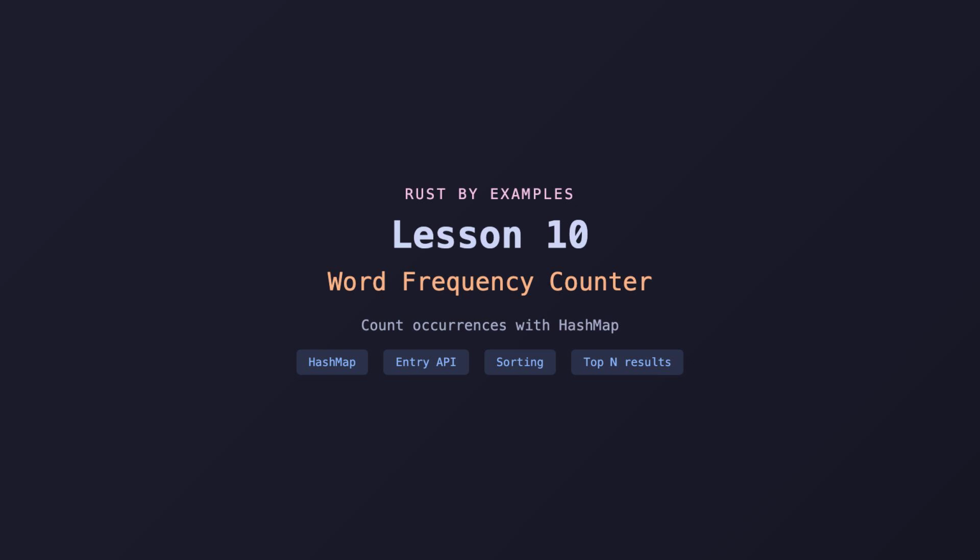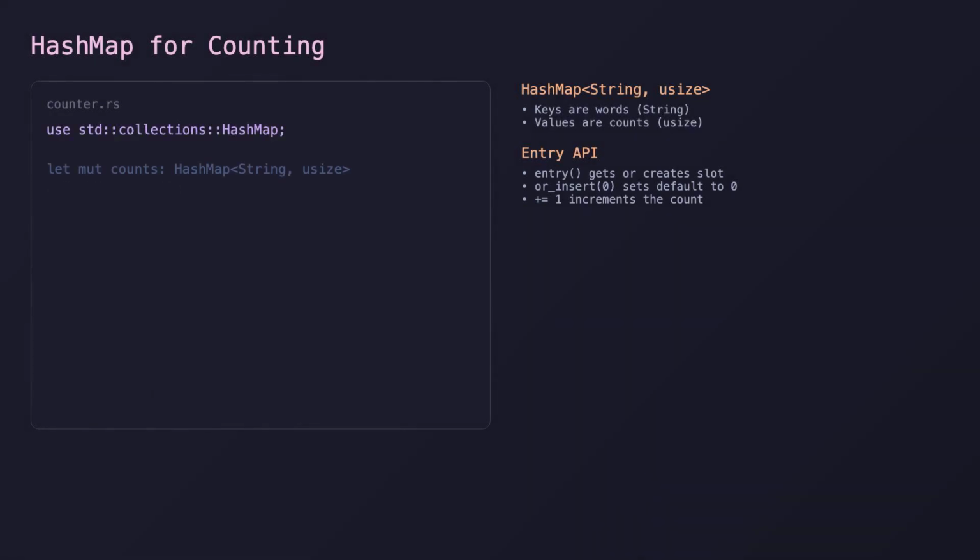Today we'll build a word frequency counter using HashMap. HashMap is Rust's key value collection type. We'll use string keys for words and usize values for counts. The Entry API makes counting efficient.